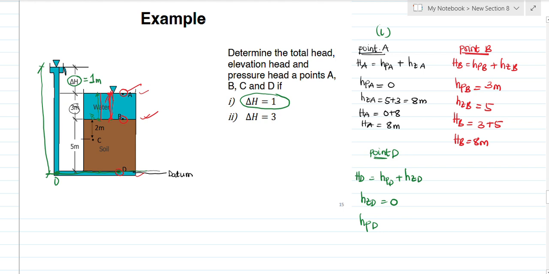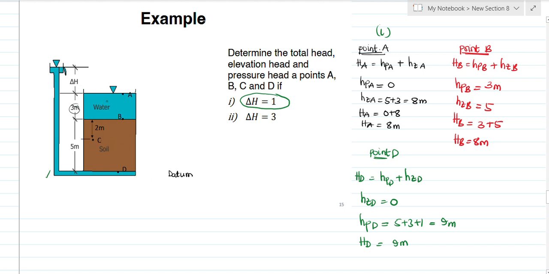So it is 5 plus 3 plus 1. The pressure head at D is going to be 5 plus 3 plus 1, and that is equal to 9 meters. So the total head is equal to 9 meters. Very beautiful. Now let's come back to find a point within the soil, just as I said.